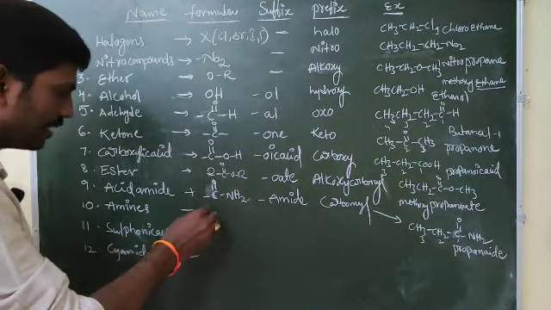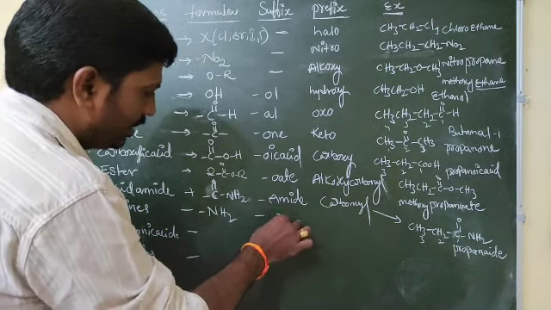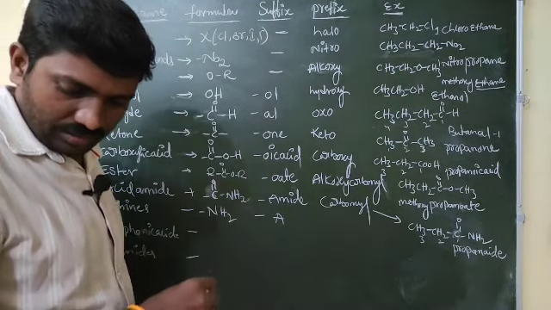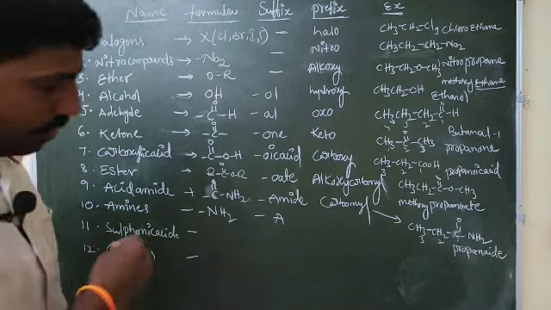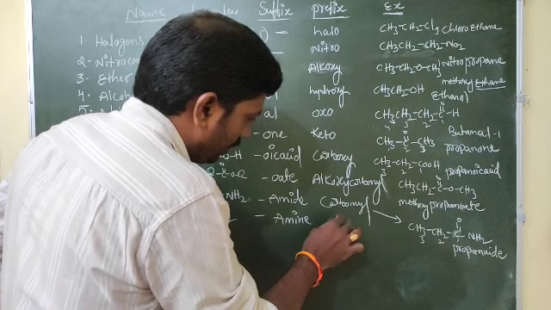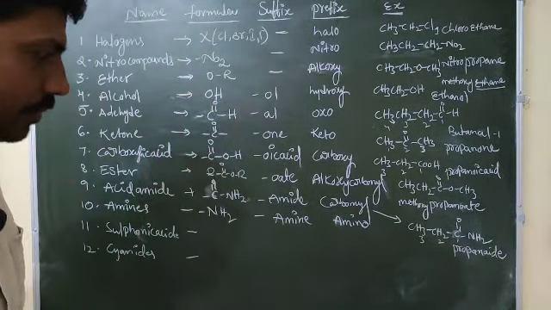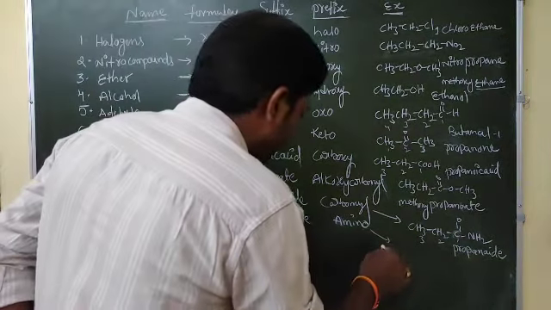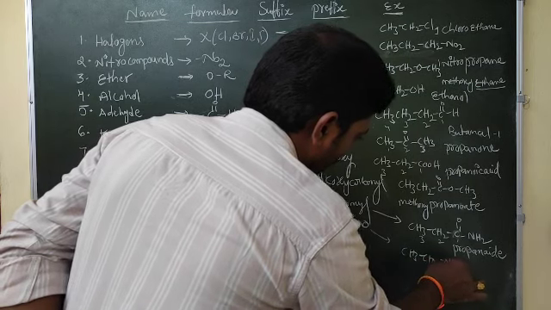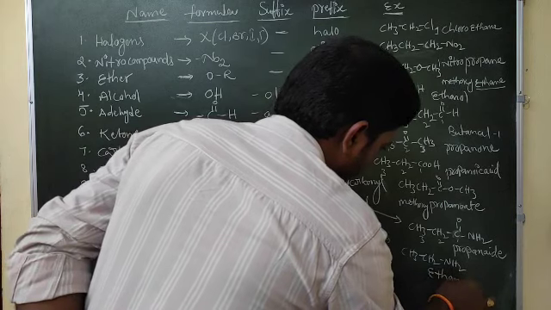So next amines, NH2 group. Here the NH2 group suffix is amine, and as a prefix, amino will come. Example of this one, CH3 CH2 NH2. This one is ethanamine.